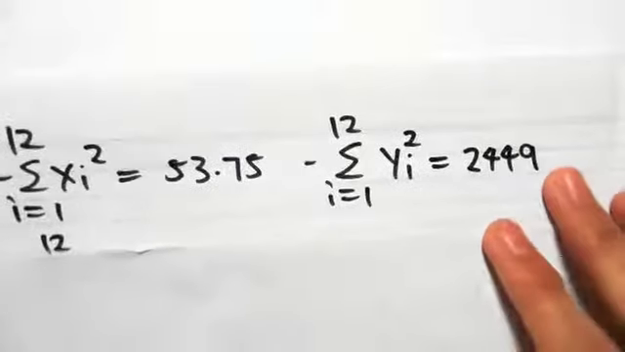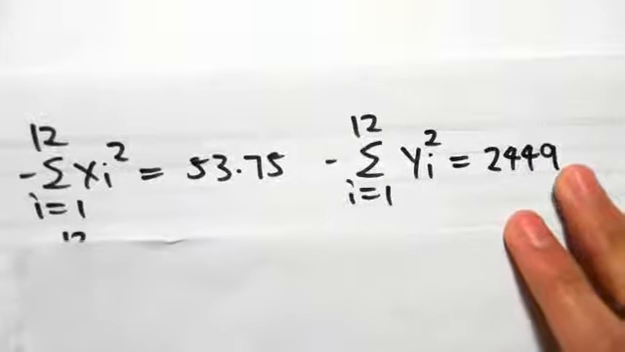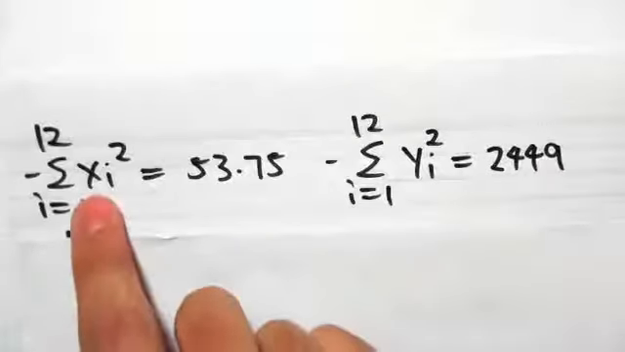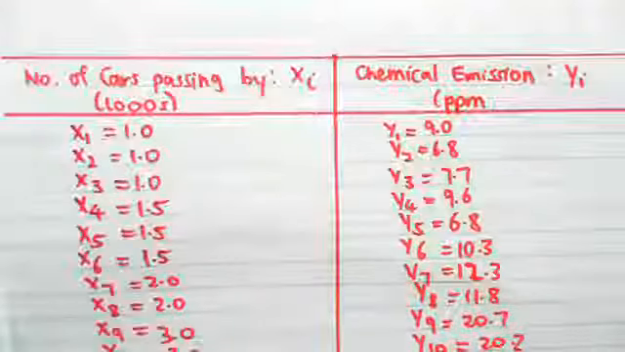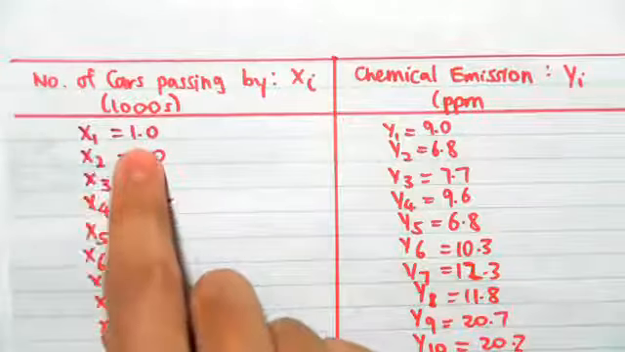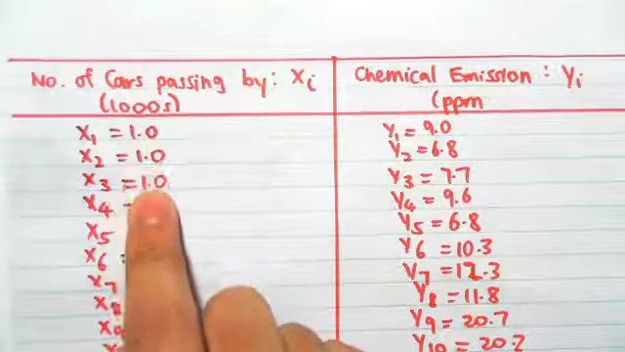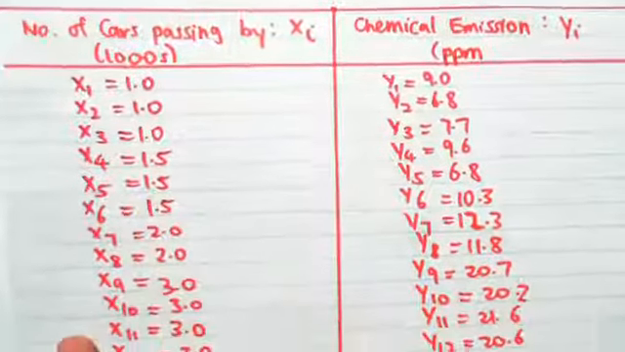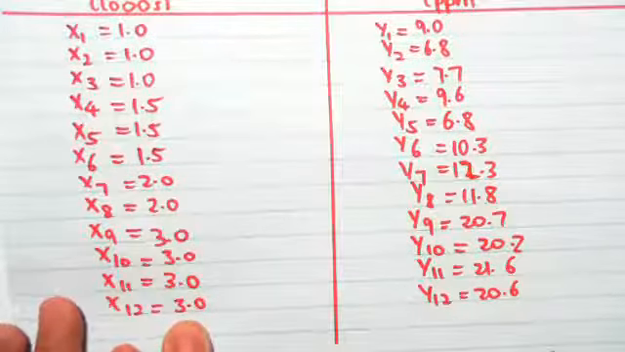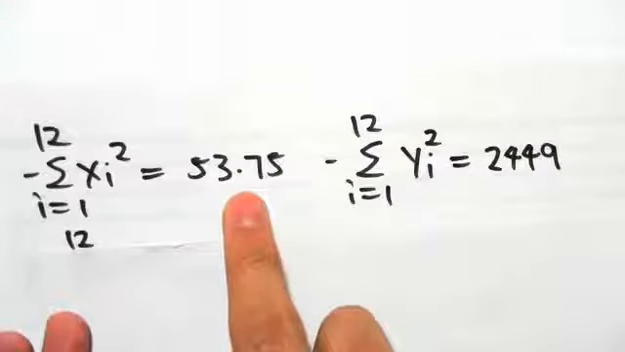Okay, so the summation of xi squared is equal to 53.75. What I mean by xi squared is if you find x1 squared plus x2 squared all the way to x12 squared. Back on the table here, you basically just square these numbers. So find 1 squared plus 1 squared plus 1 squared plus 1.5 squared plus 1.5 squared all the way to 3 squared, and that will give you 53.75.